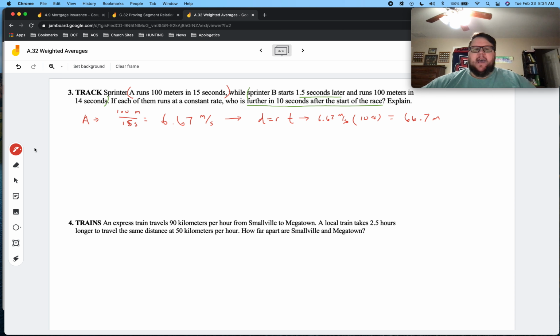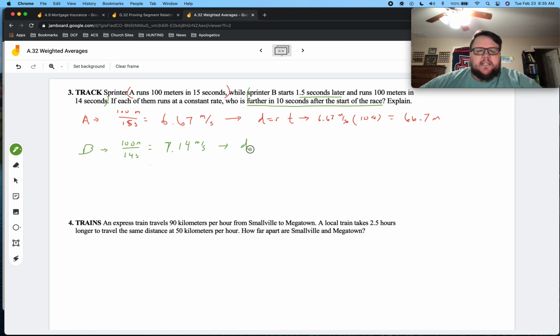So that's Sprinter A. Now we're going to do Sprinter B. First thing we want to do is get the rate, which is 100 meters in 14 seconds, which gives us 7.14 meters per second. So Sprinter B definitely runs faster than Sprinter A. But remember, we have this 1.5 seconds that we're going to deal with too.